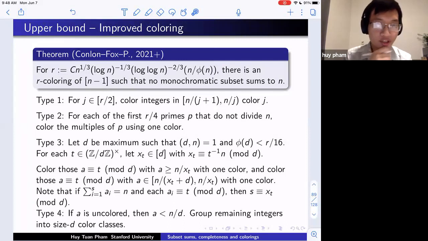Okay, any questions before I discuss the lower bound?